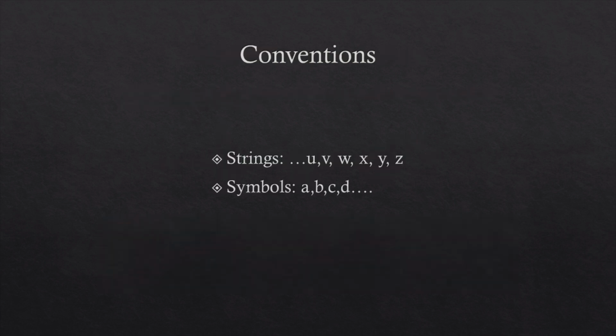Now before ending this video, I'd like you to know some conventions that we're going to follow. We're going to use the letters at the end of the alphabet, like W, X, Y, Z, and sometimes we're going to use U and V to represent strings. And we're going to use the letters at the beginning of the alphabet to represent a single symbol. So whenever you see W, you'll be like, hey, that's a string, even if I don't explicitly mention it.